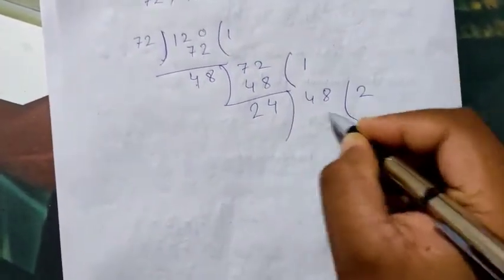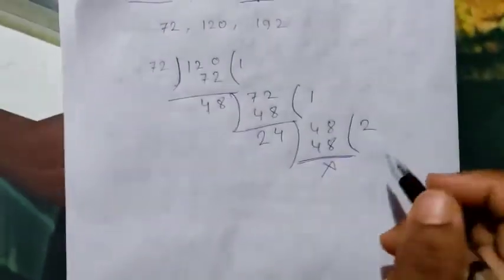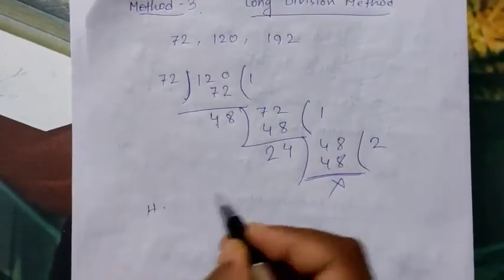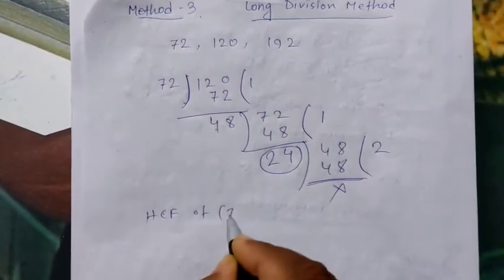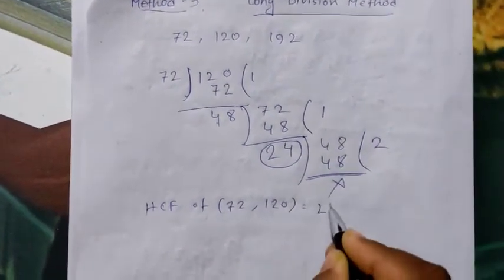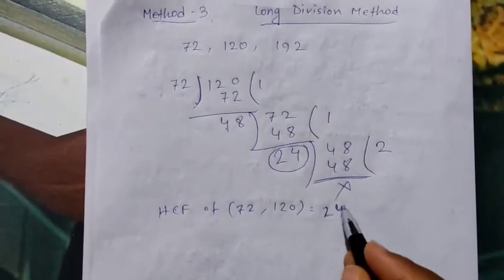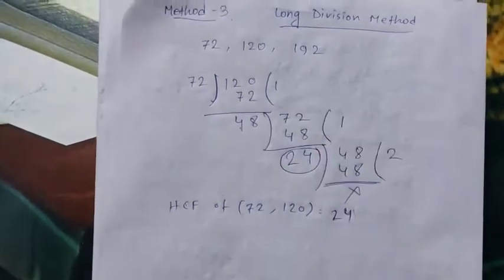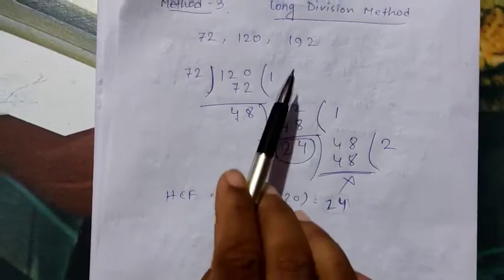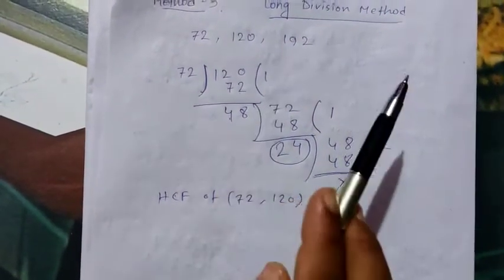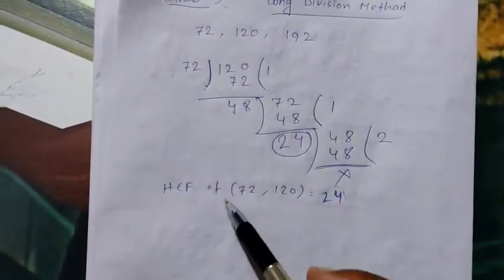So 24, 2s are 48. Now your division is finished here. So once it is finished, the HCF will be the last divisor that you have got. So HCF of 72 and 120 you have got 24. Okay, now what you will be doing, that HCF and the third number you will do it once again, so that you have to find the HCF of 24 and 192. Whatever HCF you get in the next portion, that will be the HCF for all these three.